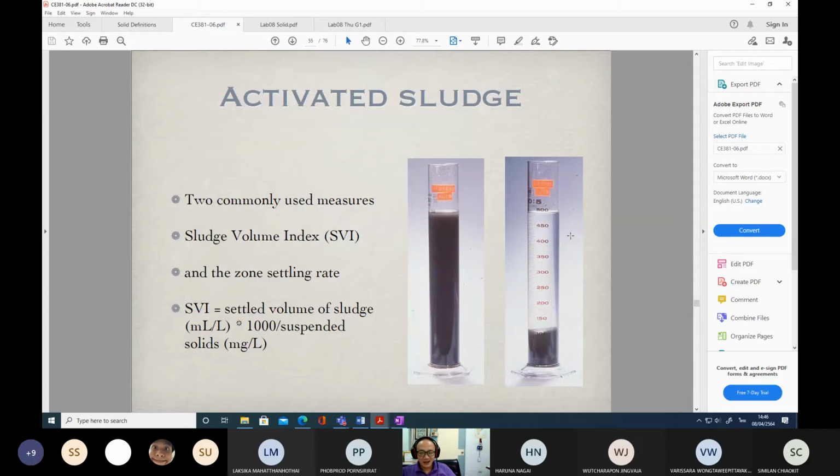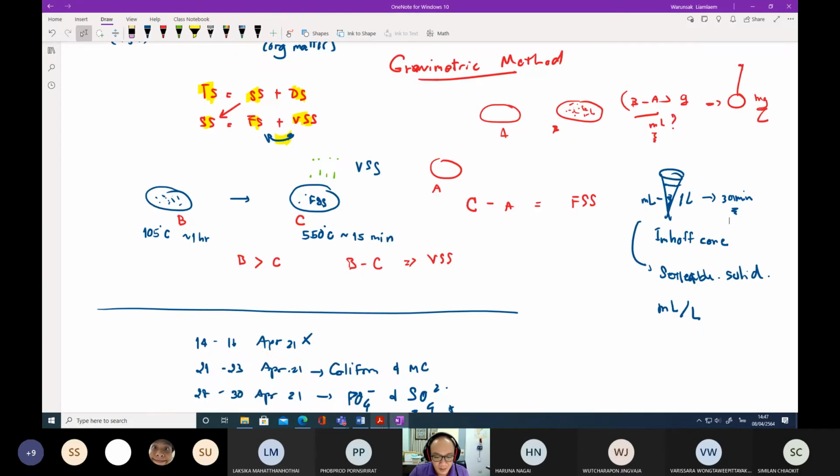So after stopping aeration, some microorganisms, some bacteria, will settle like this after 30 minutes to 1 hour. Then we collect this water to measure the characteristics again: how much BOD was consumed or remained, and how much of the suspended solids is left after being aerated for 5 hours, like that. Okay, so this is the information.